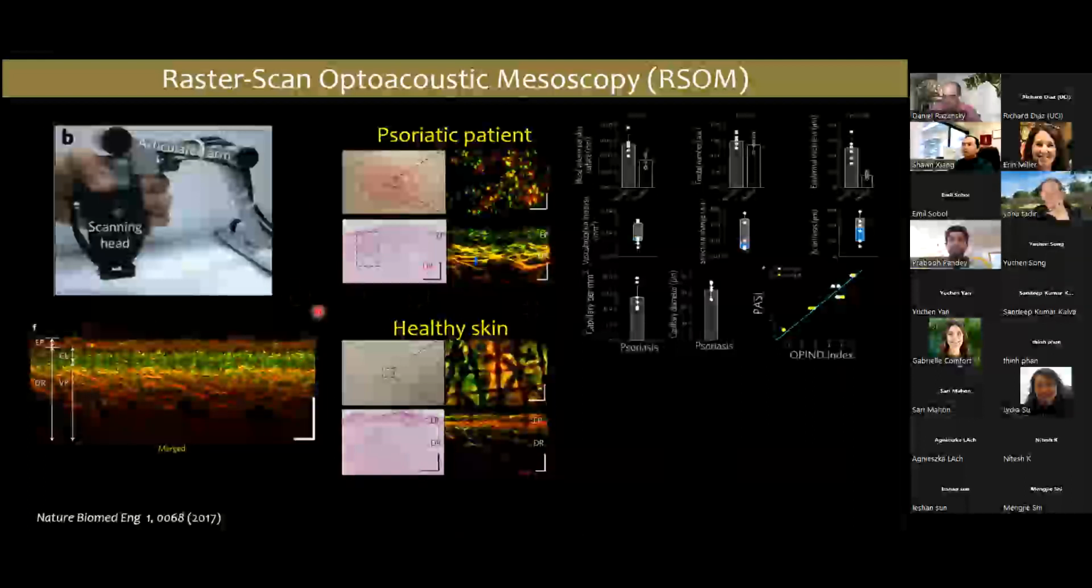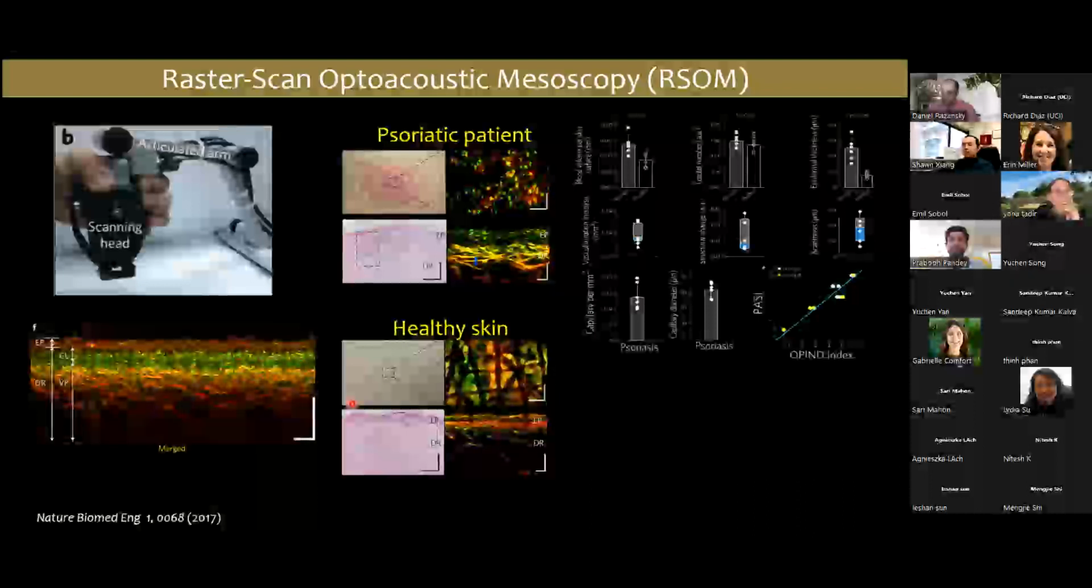And here you see examples of images that were acquired from psoriatic patients with optoacoustic mesoscopy, where you can immediately recognize the different vascular morphology in patients versus normal skin. And all this can be done completely non-invasively up to a depth of several millimeters, which is not really possible with other optical microscopy, for example, with 2-photon or optical coherence tomography and so forth.